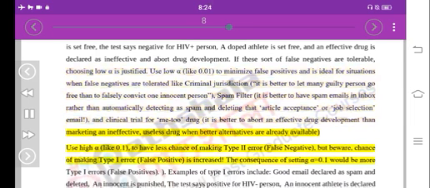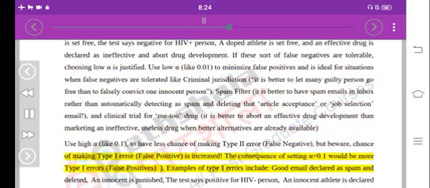Use a high alpha like 0.1 to have less chance of making a type 2 error, false negative, but beware, the chance of making a type 1 error, false positive, is increased. The consequence of setting alpha equals 0.1 would be more type 1 errors, false positives.